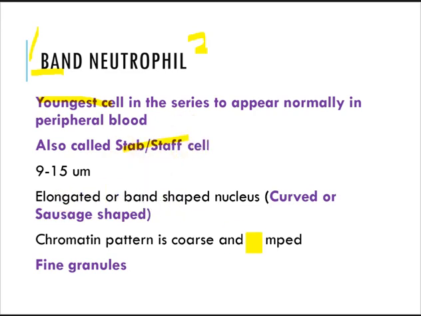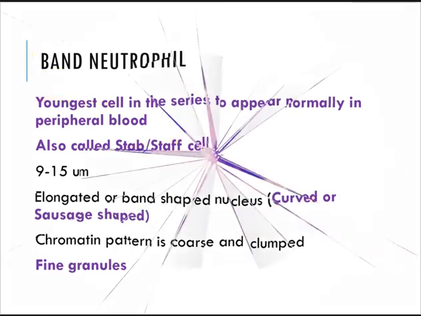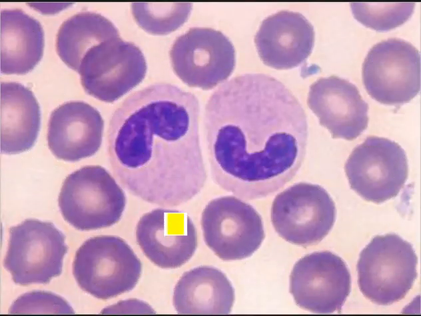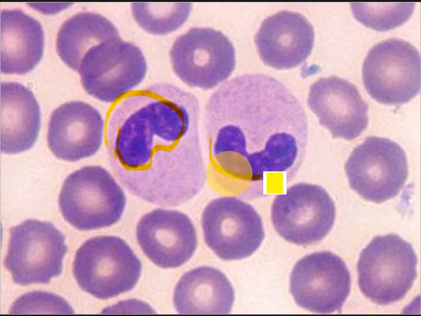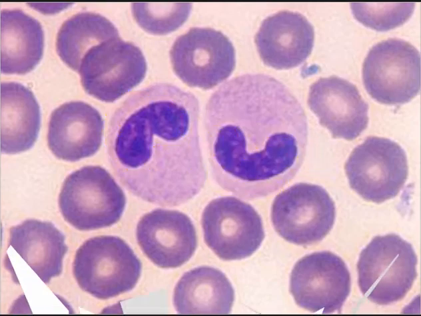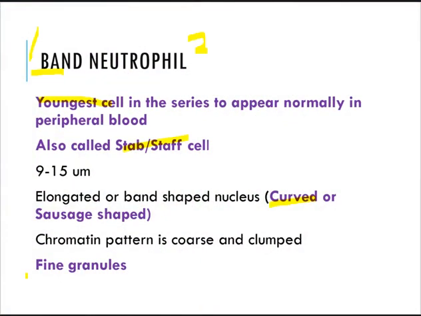It is 9 to 15 micrometers. It is elongated or band shaped, curved or sausage shaped. And guys, take note, it has fine granules. So your RBC has no granules, the band neutrophil has fine granules. So, as you can see, it's like a telephone or a sausage. Yeah, this is your band neutrophil.